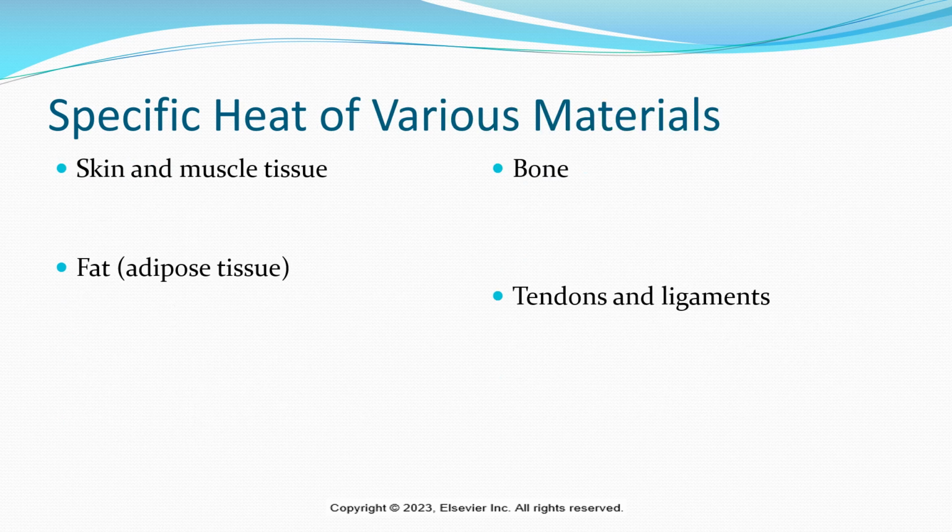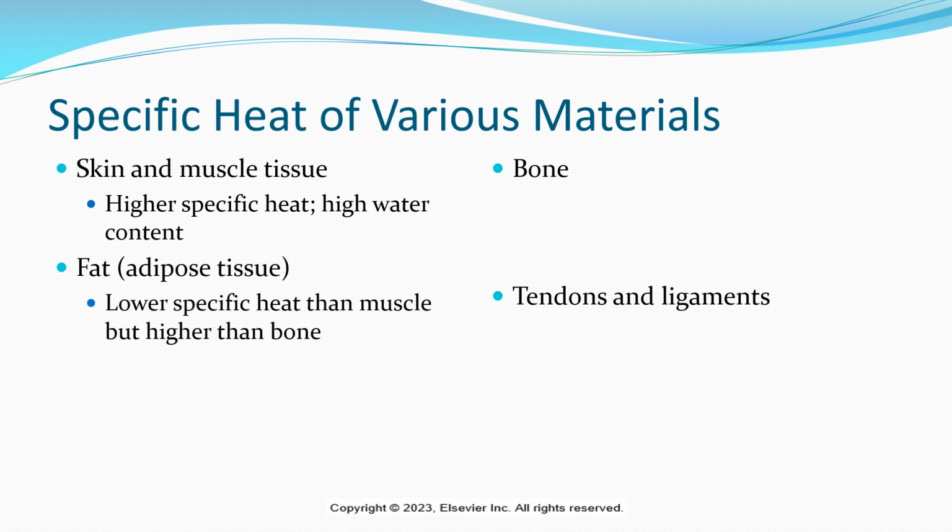Then we're going to look at the specific heat of various materials. So we're thinking of all of these different types of tissues that we're targeting with the application of a hot pack or a cold pack. So skin and muscle tissue is the first one that we're going to look at. Typically has a higher specific heat because there's a lot of high water content in these tissues. So what does that mean when we have a higher specific heat? Well, it means that we need more energy to heat those tissues.